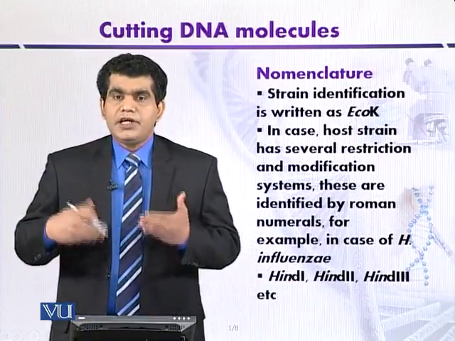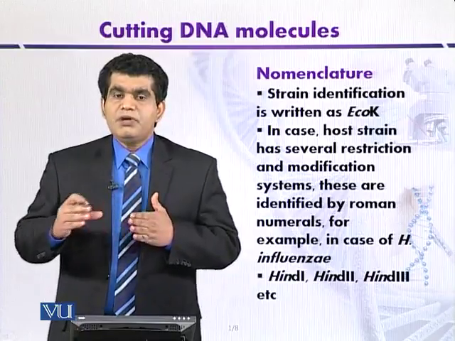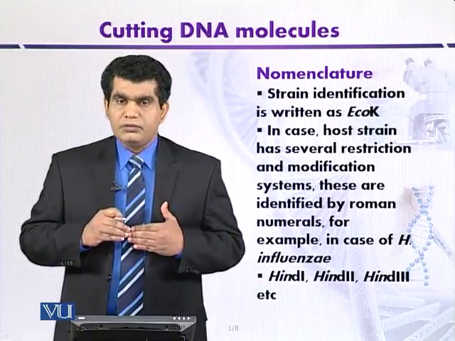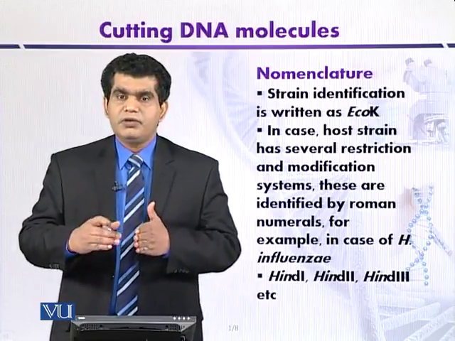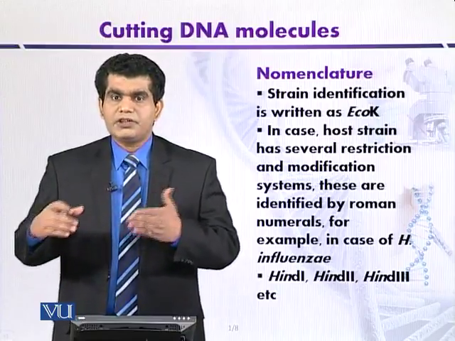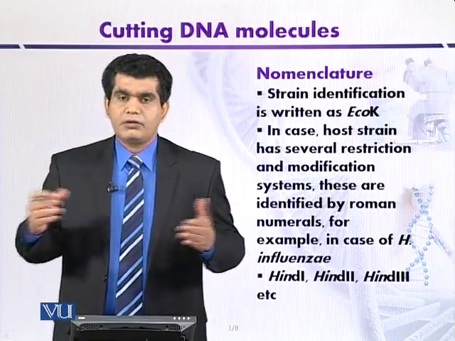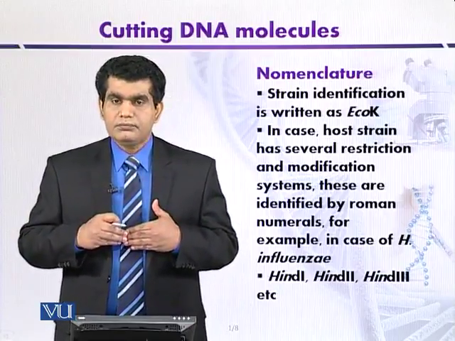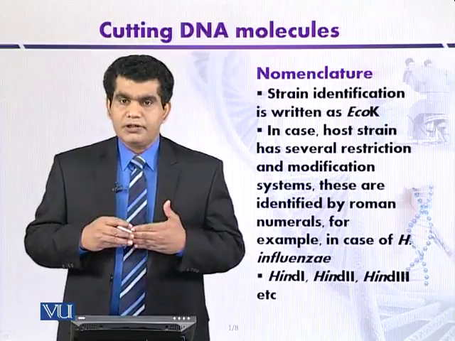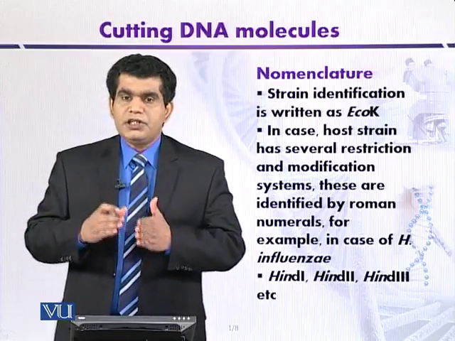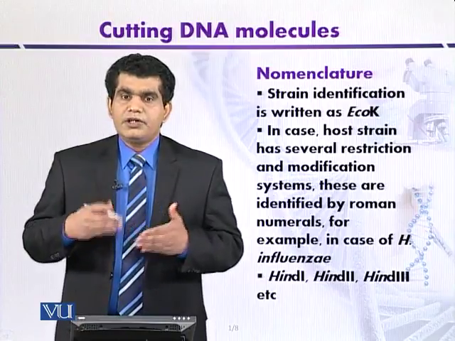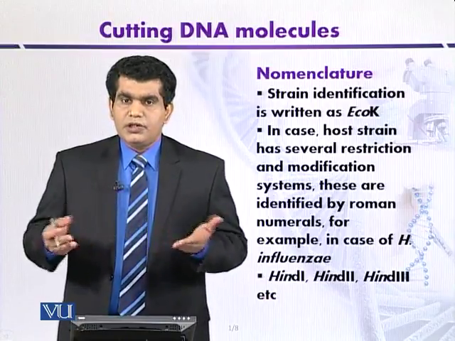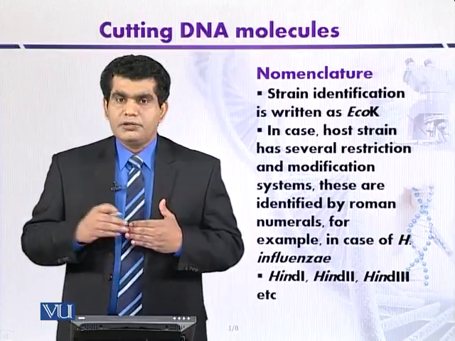Then, in the second step, the name of the strain can also be given. A single species of microbe may be represented by different types of strains that may be isolated from different ecological sites. So the strain name is included after the species name. Like the E. coli strain K is written as ECO K.